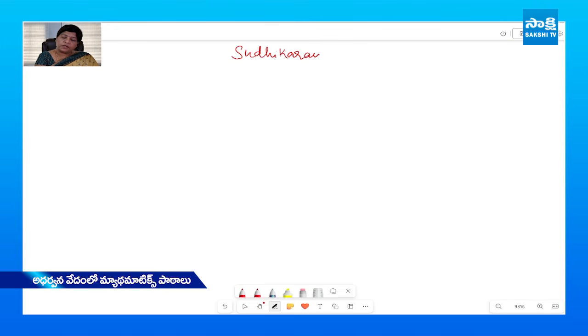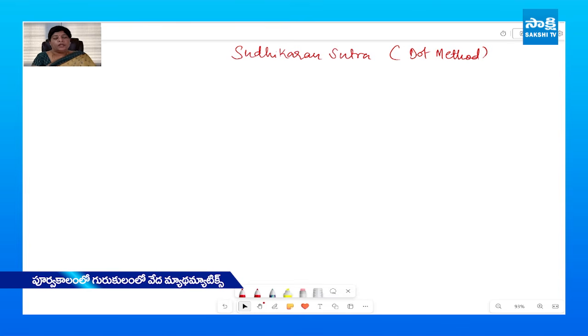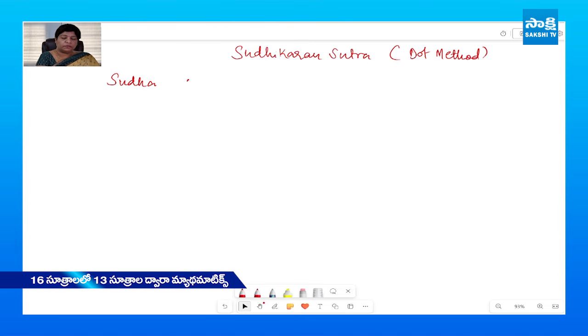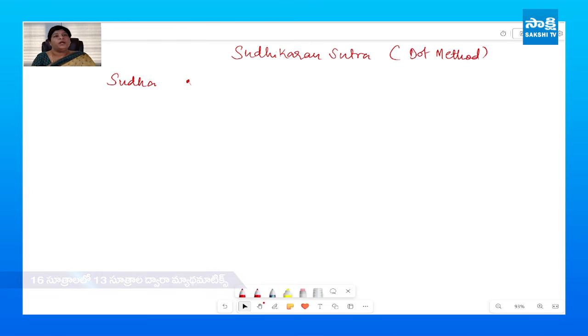So the current sutra, also known as the dot method. The word sutra refers to a dot. So whenever we encounter a 10, it is represented by a dot. 10 is represented as a dot.